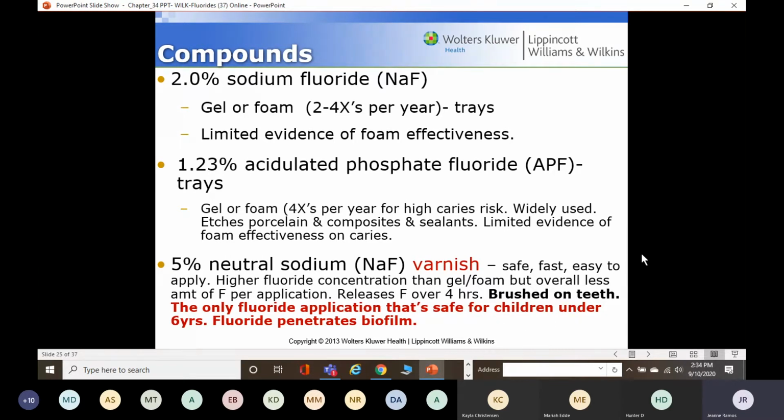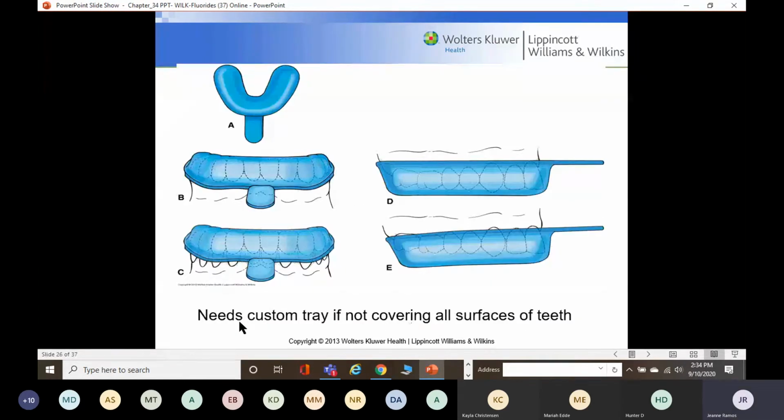So it's very good. If your office, when you leave here and work out in the real world, has trays that aren't covering the whole tooth like this down here, they need to cover all of the teeth. These are not custom trays, so they just need to buy a larger size, and I guess they're calling those custom.